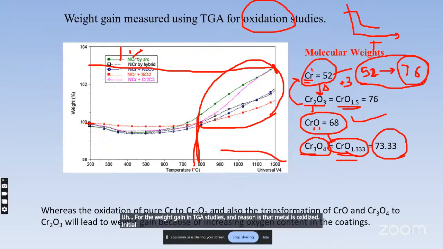The initial oxidation state in the alloy of chromium is 0. It will get oxidized to plus 3, so that it can have 1.5 oxygen atoms per atom of chromium.